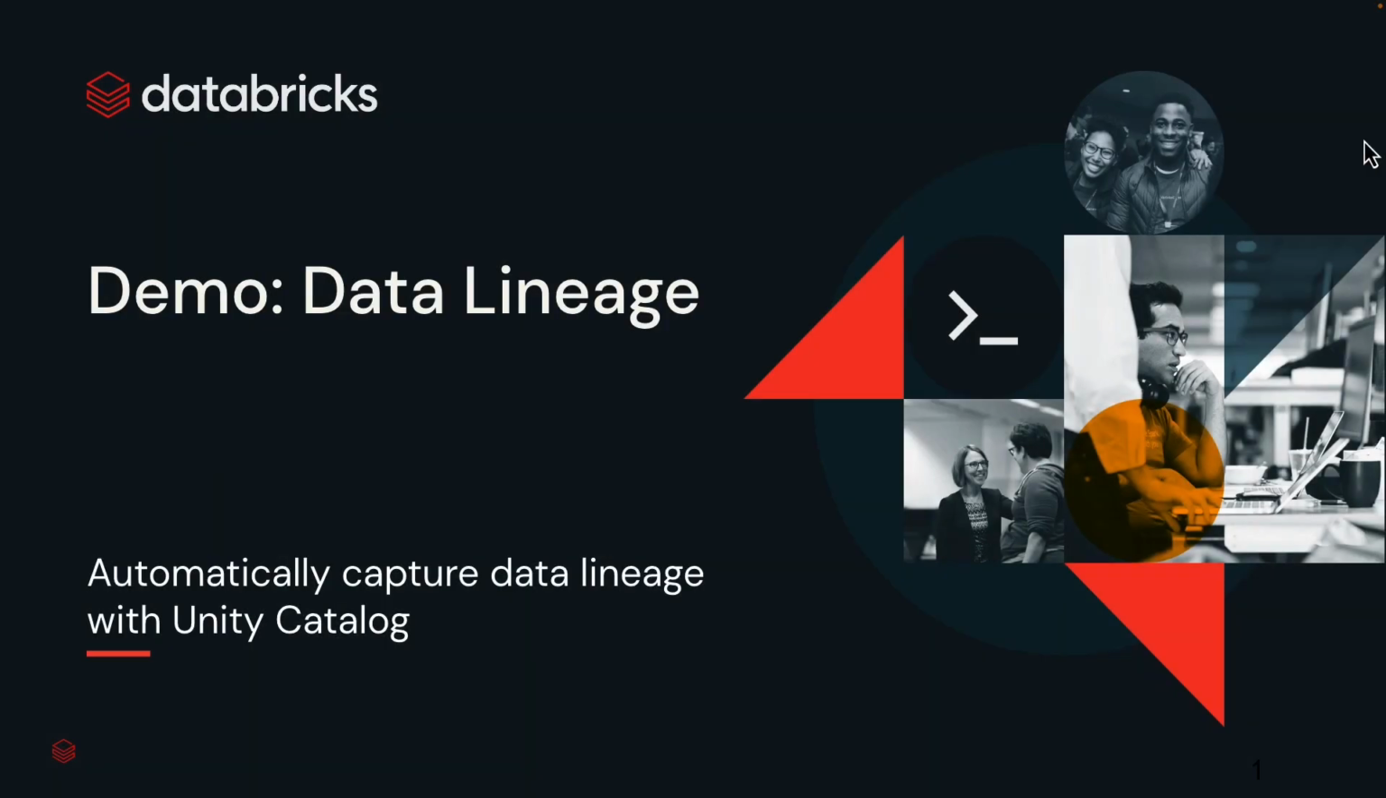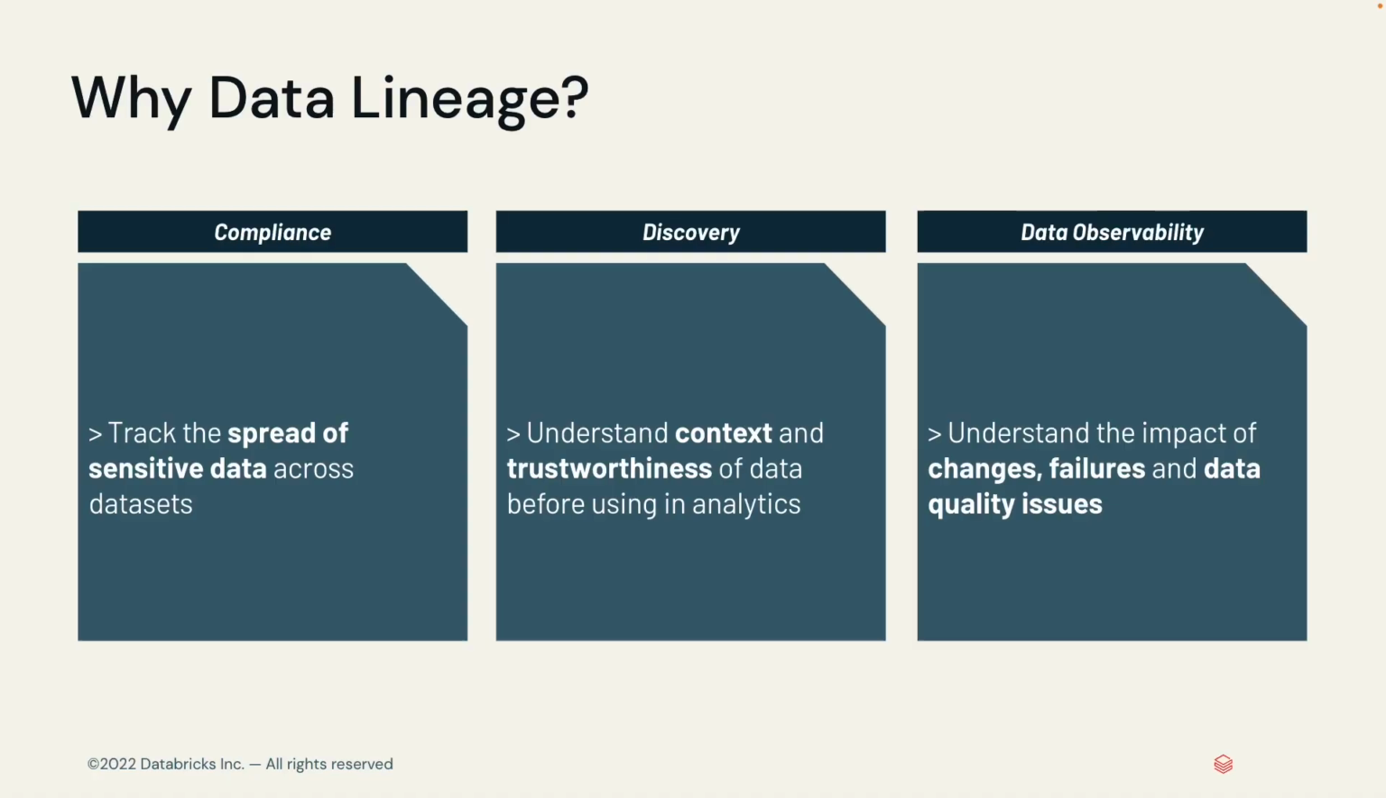We're going to take a look at a demo of Unity Catalog's data lineage service, which automatically captures data lineage across all languages down to the table and even column level. But first, why is data lineage so important? Well, it helps us with use cases across three broad areas.